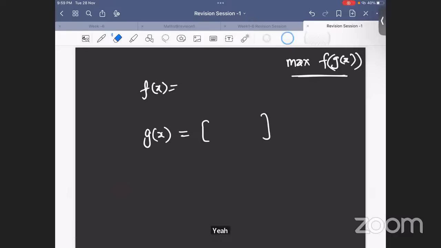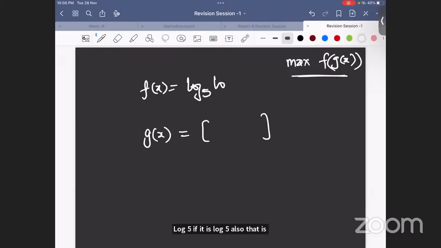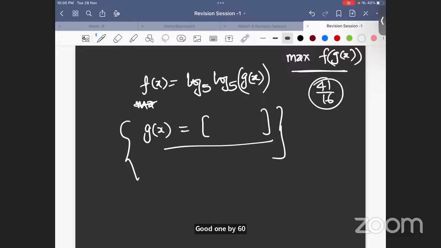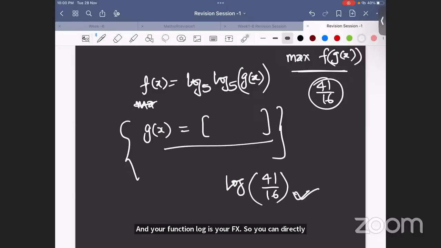It was like the double log, which when you changed it to log 5, how will you do that? See, if it is log 5 also, that is fine. If you have this g(x), to calculate the maximum you basically have to calculate f of g of maximum, right? So what is the maximum value of this function? 41 by 16, right? And your function log is your f(x). So you can directly put it in f(x) to get the maximum value.